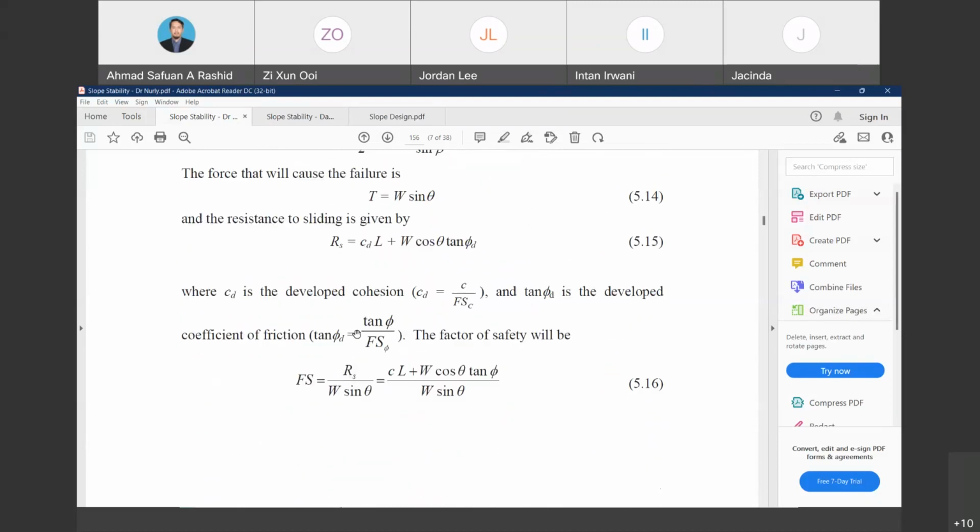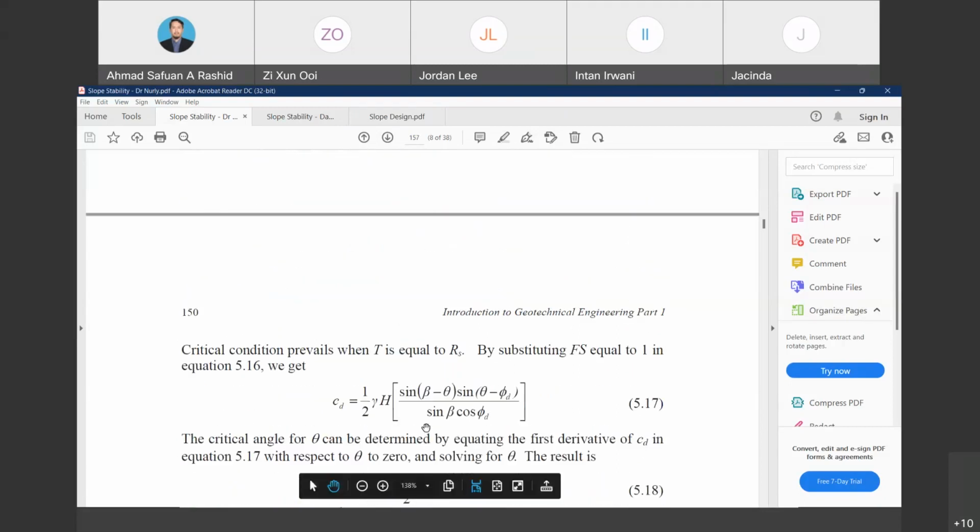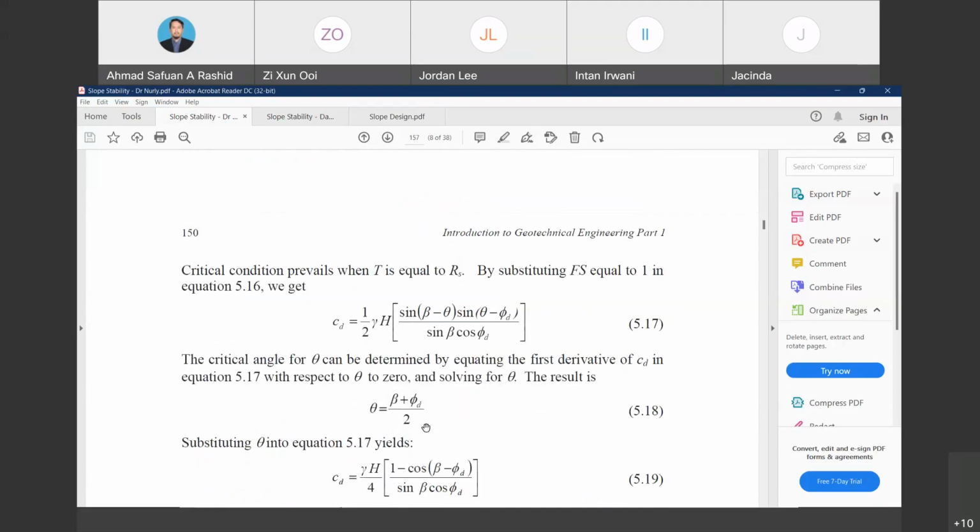Equation 5.15 is the CD, where we use FSC equal to C over CD. Tangent phi is the developed friction, where we use tangent phi over tangent phi D for the FS. The factor of safety is the one that we have derived previously. Critical condition prevails, so the critical angle for theta can be determined by equating the first derivative of CD in this equation with respect to theta to zero.